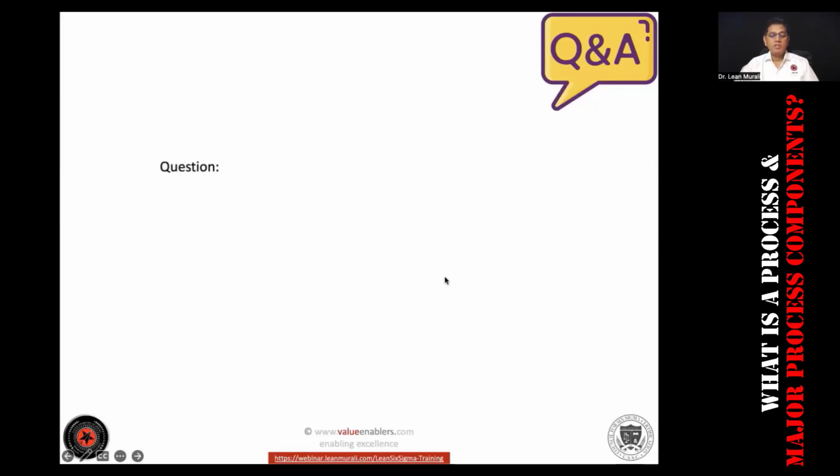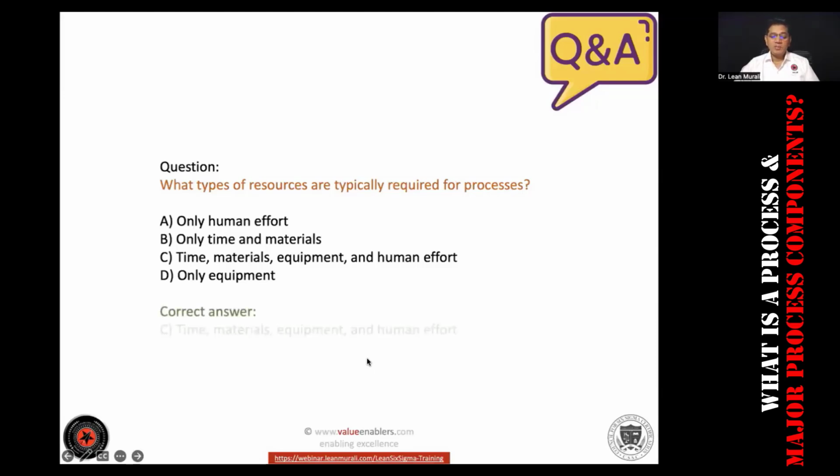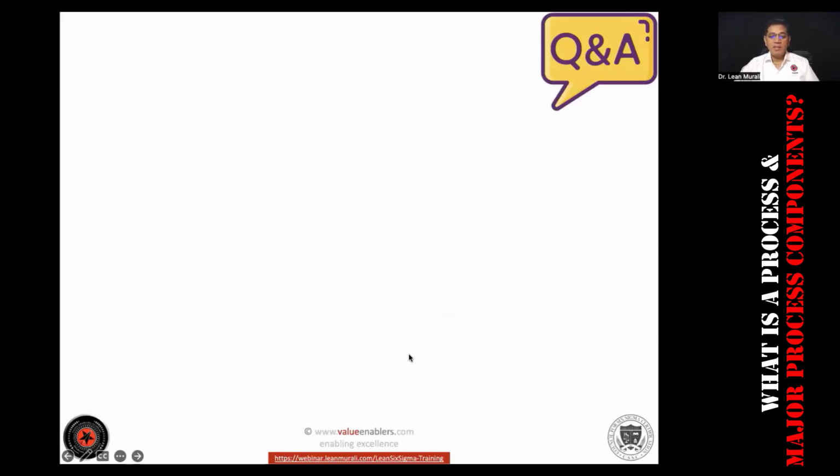All right. Question, what type of resources are typically required for a process? Only human effort, only time and materials, time, material, equipment, and human effort, or only equipment. Very simple question, right? I did not even ask the answer and people started answering. Awesome. The correct answer is time, material, equipment, and human effort.